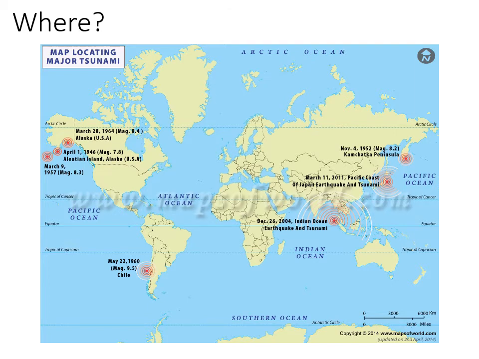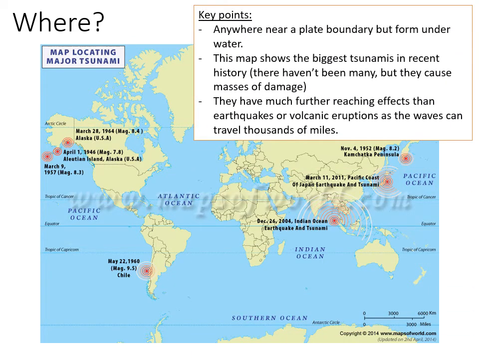Okay, so where are tsunamis? Where do they happen? Probably the most common thing you'll know is that they occur on plate boundaries. But what's special about tsunamis is that they occur underwater, so they always occur in or near water of some sort.